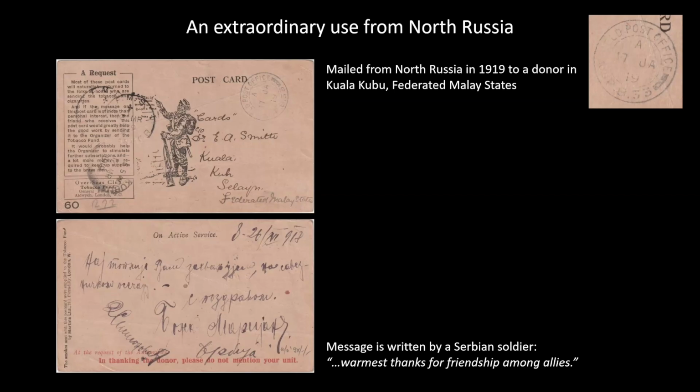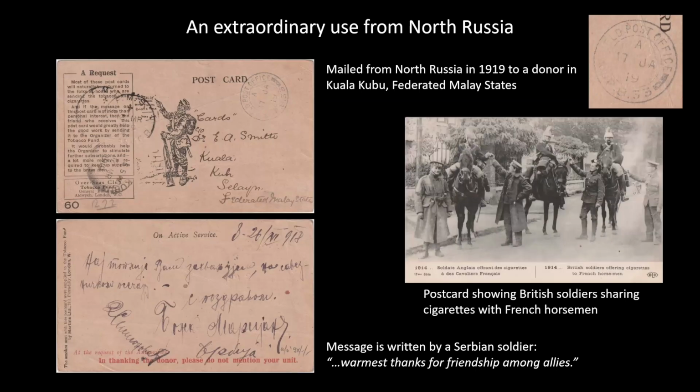And clearly, this card shows that a British soldier who had gotten smokes from this donor in the Federated Malay States had shared his smokes with the Serbian soldier, and the Serbian soldier was the one who was writing the thank you message to send back to the donor. So it just shows how the smokes were part of soldier culture, and they shared everything. This is just an unrelated postcard I found of some British soldiers sharing smokes with French horsemen. So there's just this wonderful social history behind this card, where if you're only looking at the philatelic aspects, you'll completely miss the social history. So that's what I find really cool.